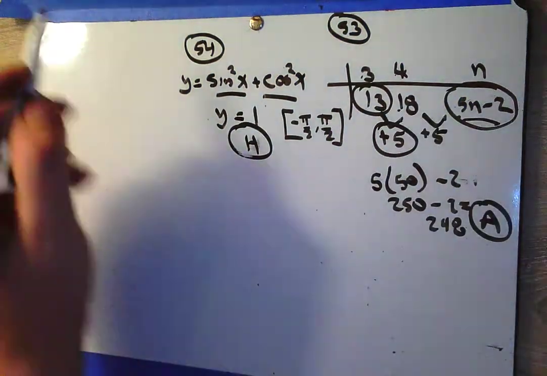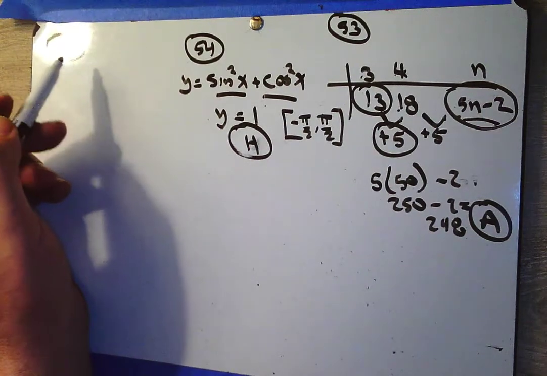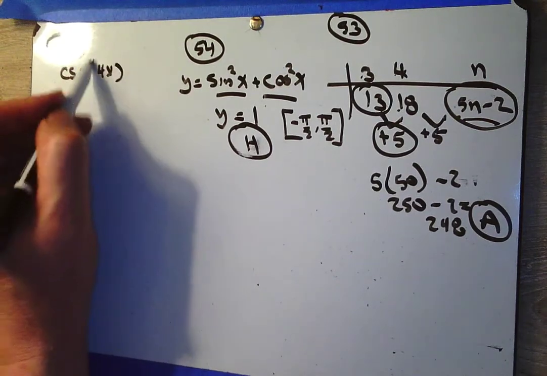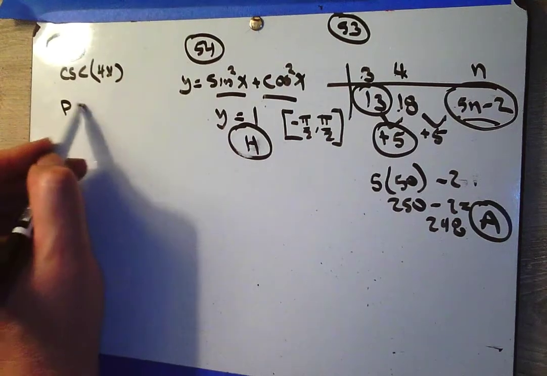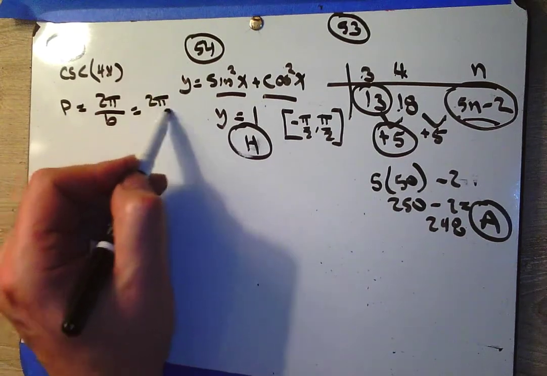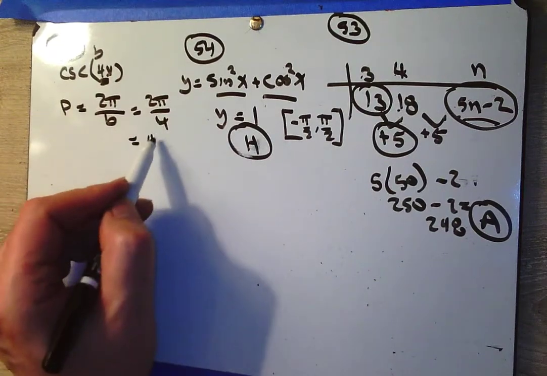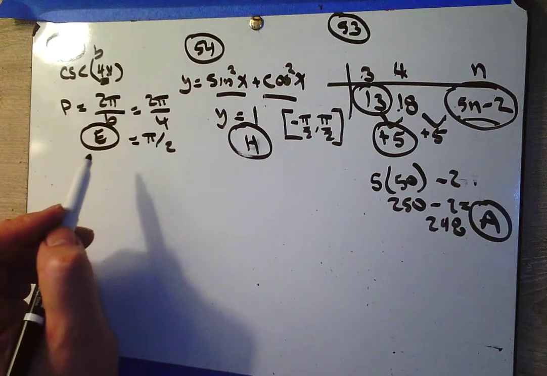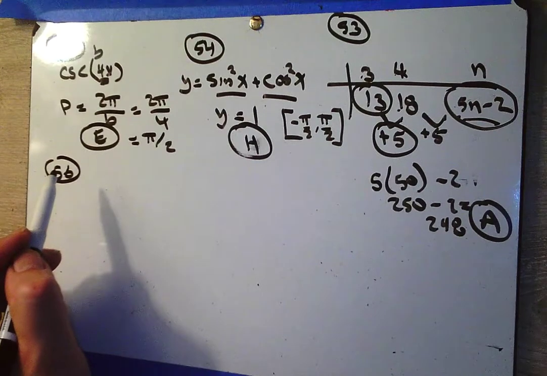Okay, last page, number 55. What is the period of the function cosecant of 4x? Well, we know that cosecant has normally a period of 2 pi, and we can use the formula 2 pi over b to find the period. 2 pi over our b value of 4 gives us pi over 2 for a period. That's choice E for number 55. 56. Okay.